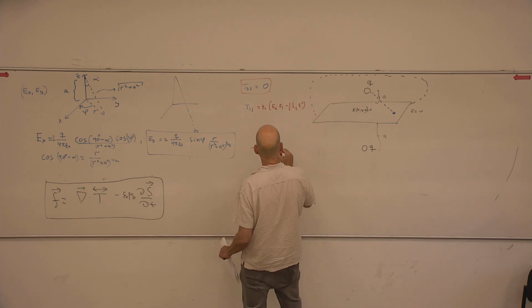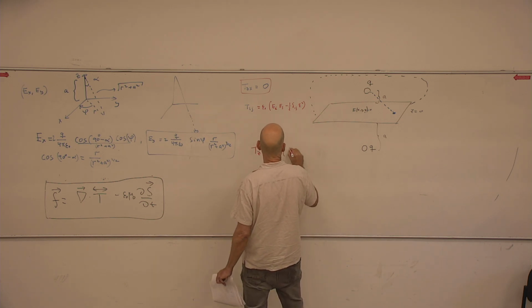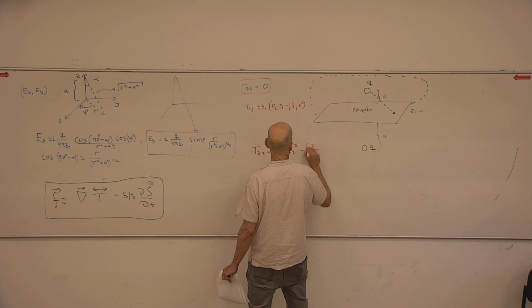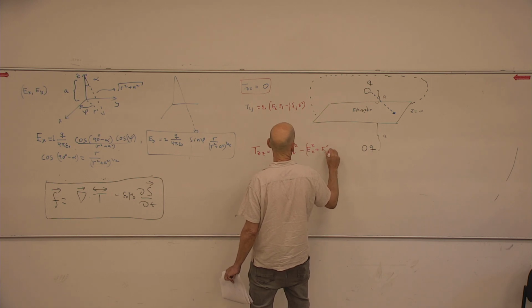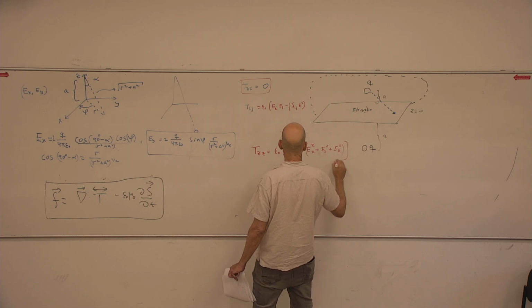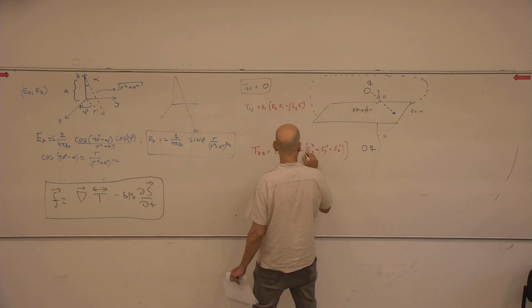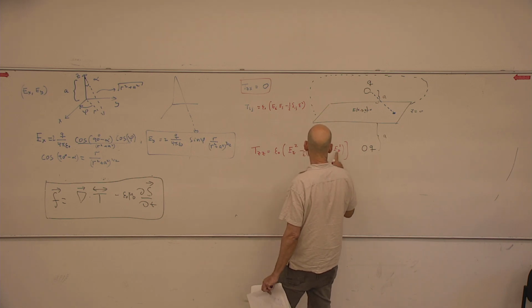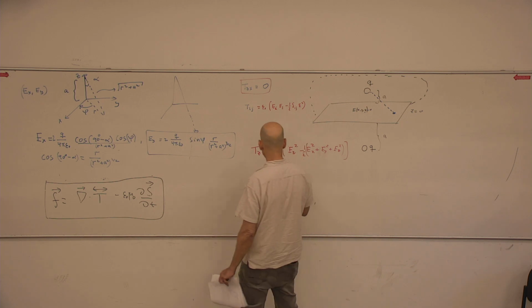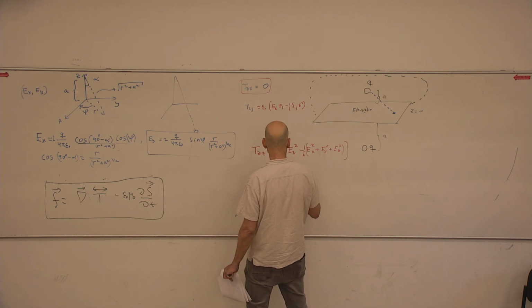Let's see. It's epsilon 0 times Ez squared minus half of Ex squared plus Ey squared plus Ez squared. Now it's true that Ez is 0, but these guys are not 0. So the Tzz is certainly not 0. It's minus epsilon 0 times Ex squared plus Ey squared, divided by 2.